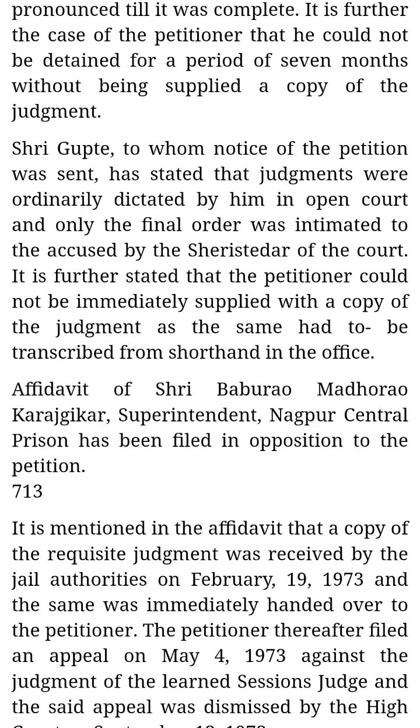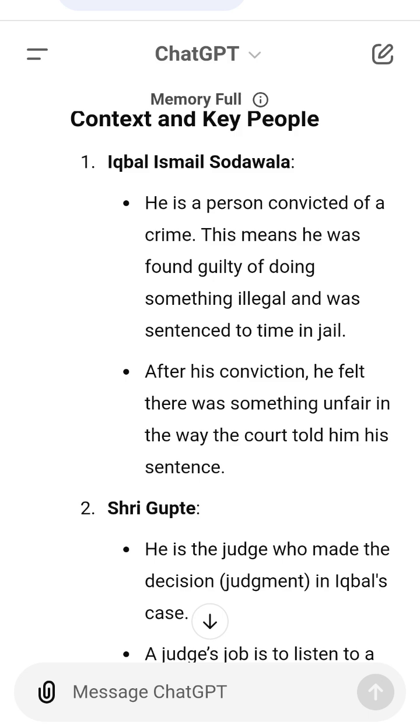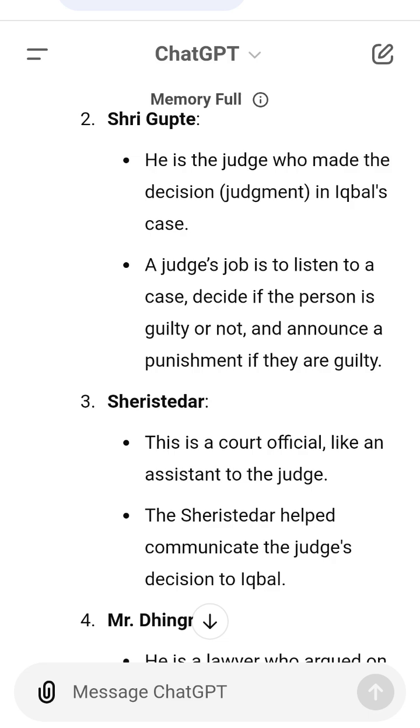What did the court say? 6. Court's response to the argument. The court looked at a report by Judge Gupte, which confirmed that he did speak the judgment in open court. This included the final part where he announced that Iqbal was guilty and would be in jail for 7 years. Since Iqbal didn't understand English, the Sheristadar told Iqbal in a language he could understand. He shared only the main points, guilty or not guilty, and the punishment.